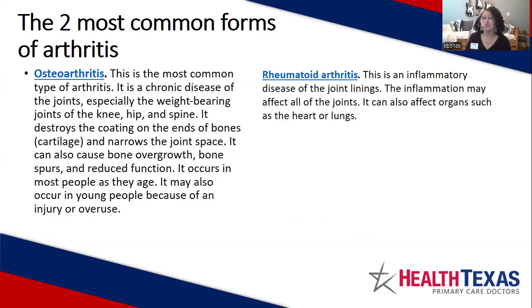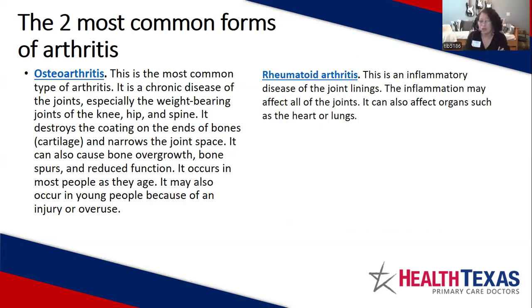It occurs in most people as they begin to age. It also occurs in young people because of an injury or overuse. You hear young men talk about having arthritic joints because they played football in high school or college and had injuries. People who play tennis and racquetball will have arthritis in their elbow joints. And so osteoarthritis is something that is very common.